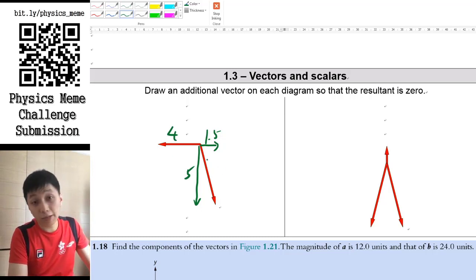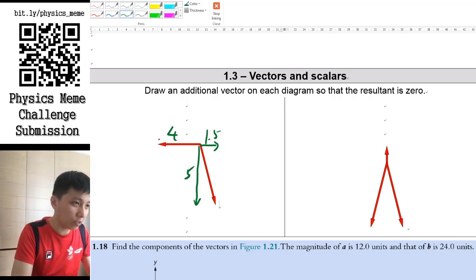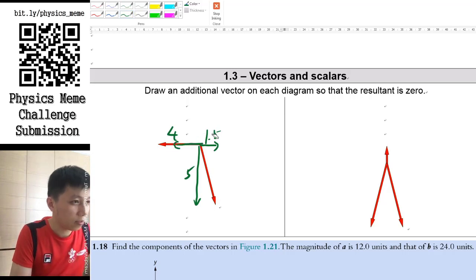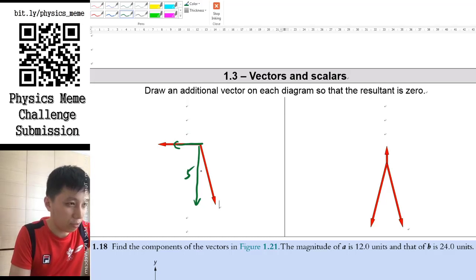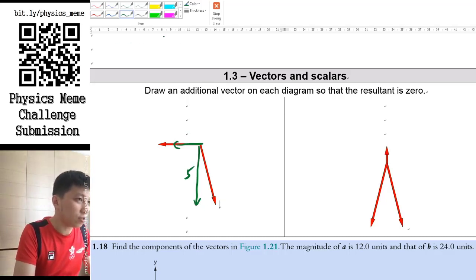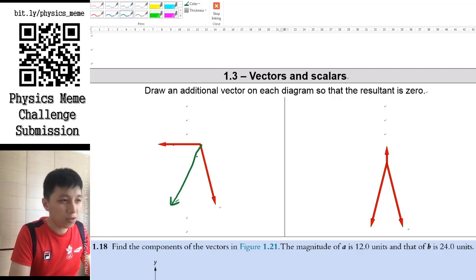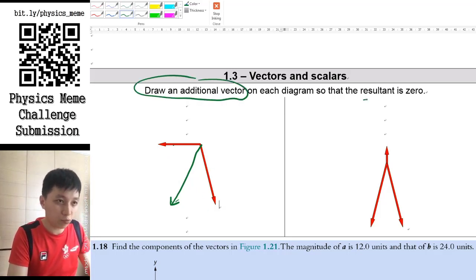So if you combine all this together, horizontally it will be 2.5. So 2.5 is about here, a bit too long, but here. And vertically, it will just be 5 downward. So the final resultant will be somewhat like here. But this is just the resultant of these two vectors, and I ask you to add an additional vector so that the resultant will be 0.